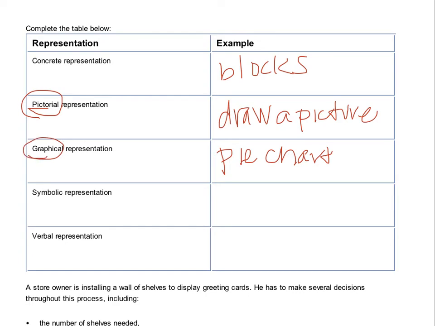A symbolic representation means we're using symbols. Well, that's usually going to be a formula. And a verbal representation, well, verbal is going to mean words, so it's going to be written using words.